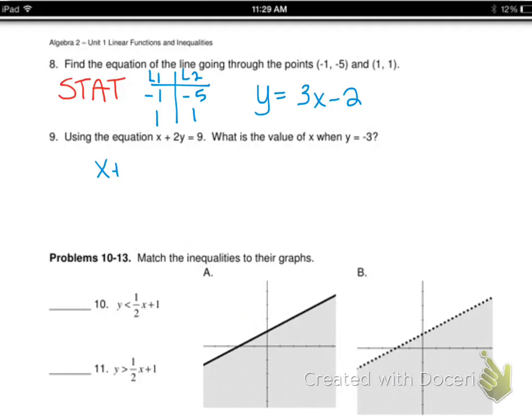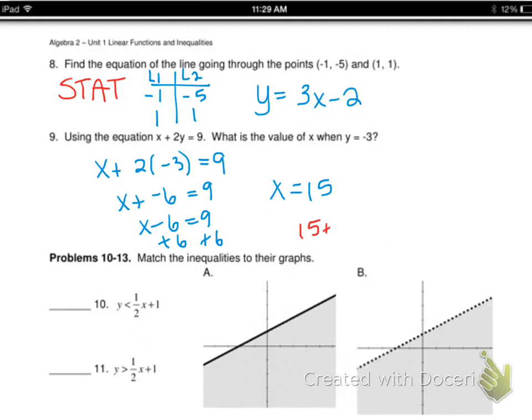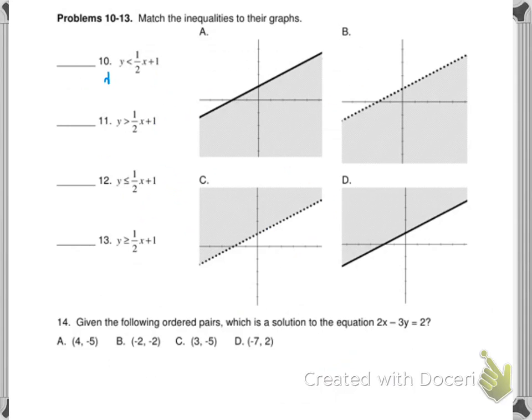Number 9 is put -3 in for y and then solve. So x plus -6 equals 9, which is really x minus 6. Add 6 to both sides, so x is 15. And then if you plug it back in, it does equal 9, so that's how I know that it's correct. So that's a correct answer.